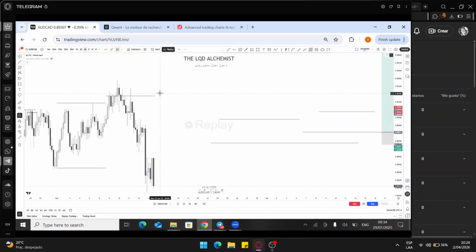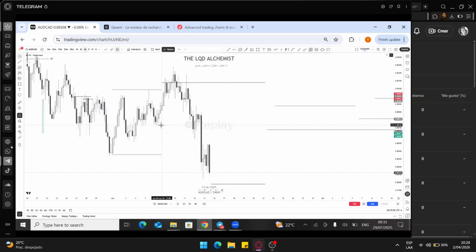Let's see. I don't know. Okay, this should be the zone I marked. This should be the zone I marked actually. This one I marked then. You want to see break of structure, sweep and all that.